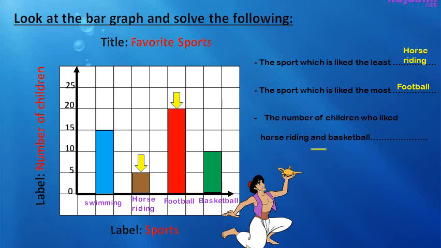Now, what is the number of children who liked horse riding and basketball? Remember very well, here I have the word "and", and all of us know that "and" means plus. So we are going to put two numbers and add them together. The number of children who like horse riding from my bar graph is 5, and the number of children who like the basketball sport is 10. So I'm going to add 5 plus 10 equals 15 children.